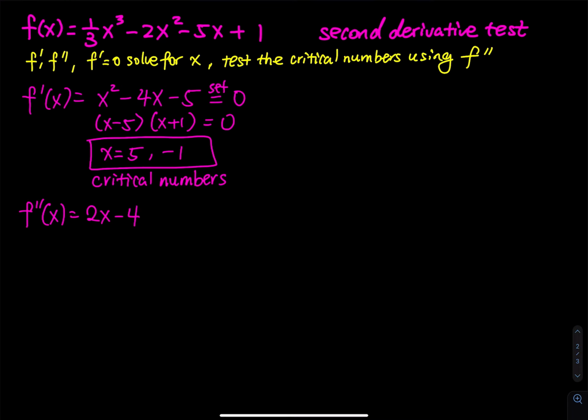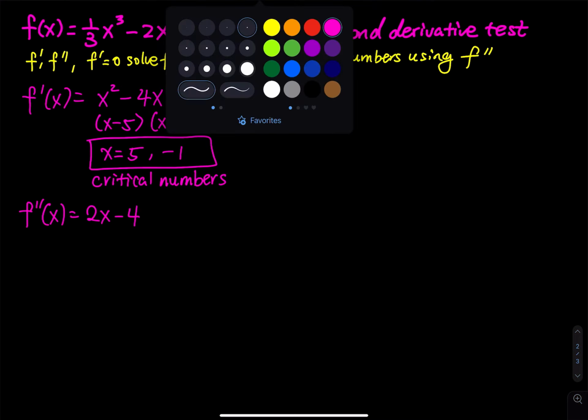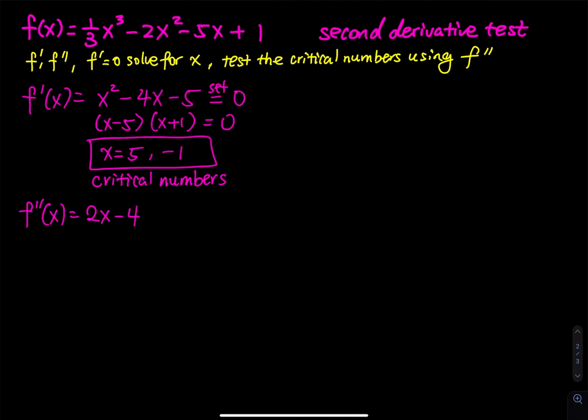So what we are going to do next is plug in 5 and negative 1 into the second derivative. So f double prime, should I change to another color? Let's try this, so that gives you a color contrast. So f double prime when x equals 5, what do we have? You have 2 times 5 minus 4, so that is 10 minus 4 equals 6. So this is greater than 0.